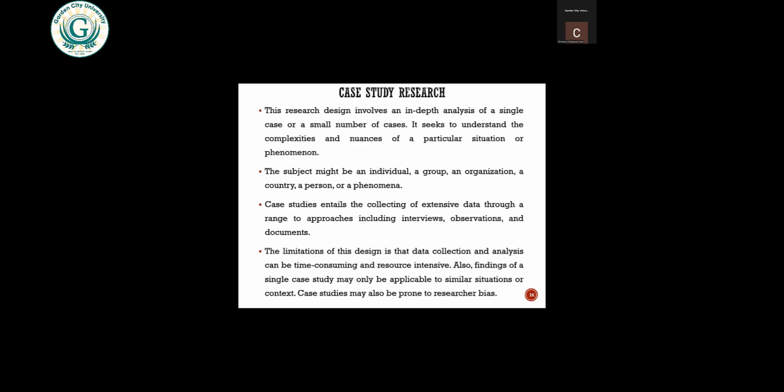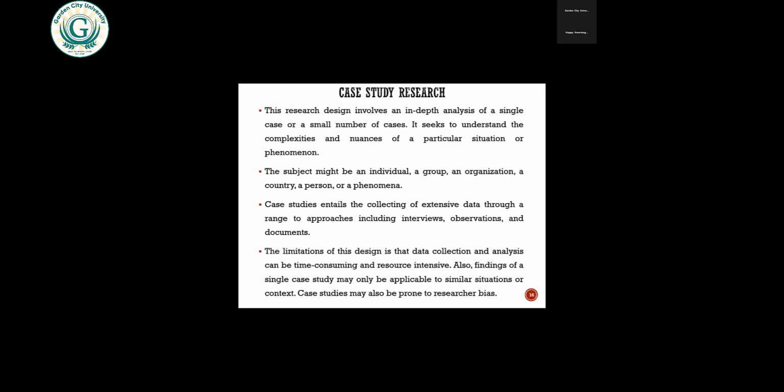For a case study research, you will select a single case or a small number of cases, and you are going to be investigating the complexities involved in that case. Some of you might have even done a case study before you wrote your licensure exams, where you were asked to follow one particular client and see everything concerning the client. The subject of this type of study is usually an individual, a group, an organization, a country, or a phenomenon.